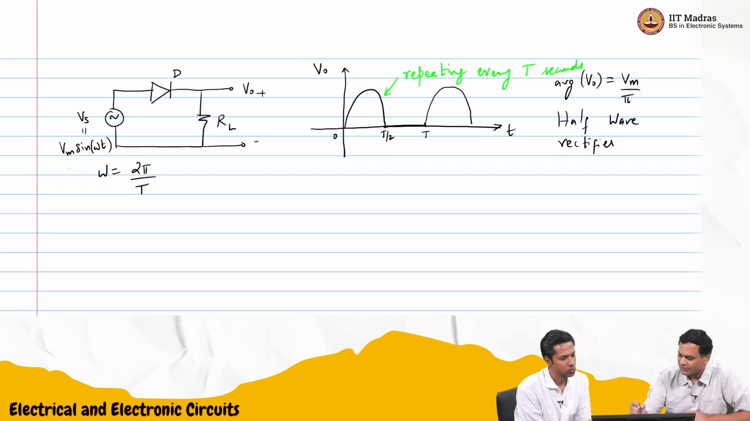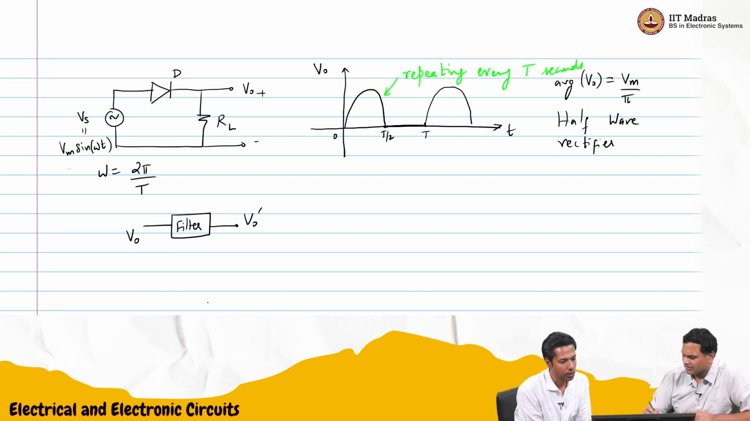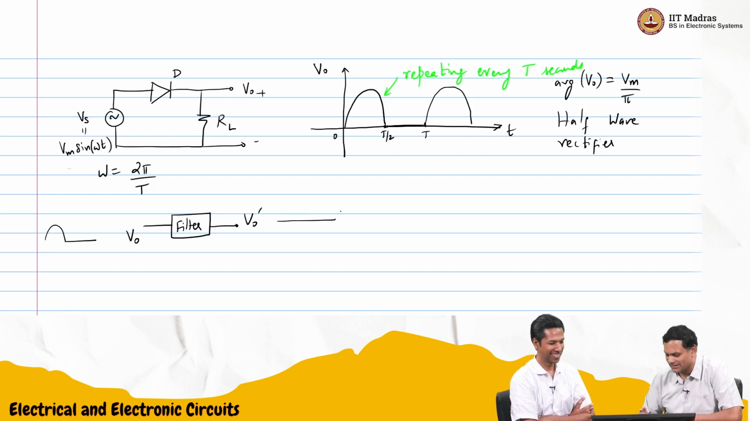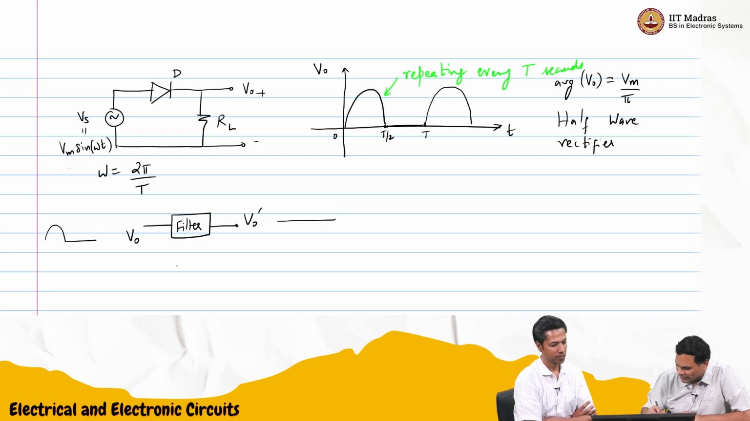Initially our first instinct was that we want to take V0 and send it through something. Let me write down the steps. We want to send it through a filter, an RC filter. If you send V0, you might get some V0 prime, and you want something like the average value, ideally constant.